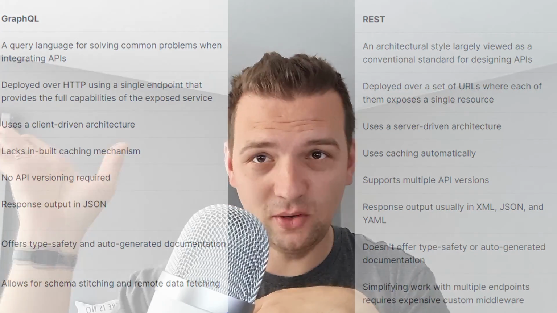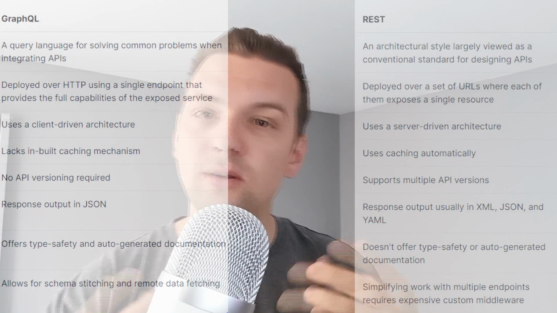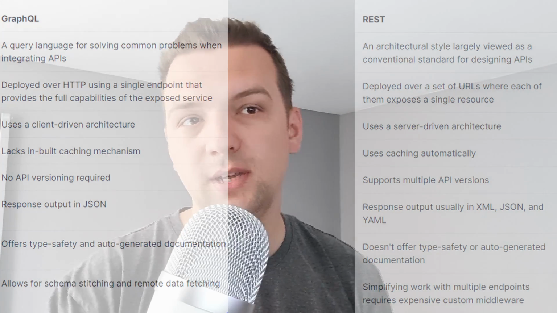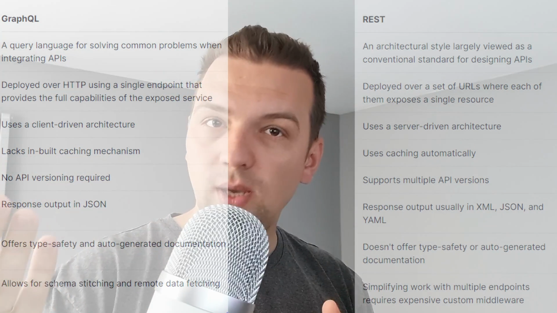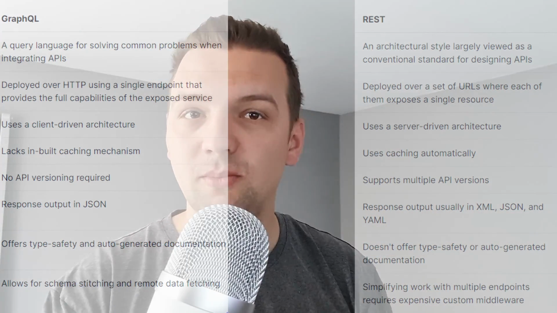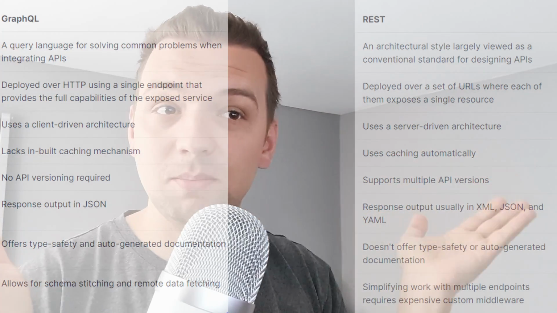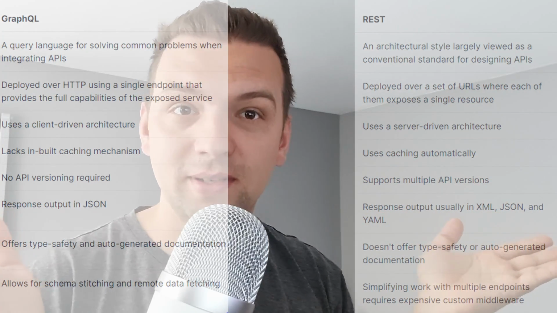And let's roll back and finish this up, because it's already been interesting enough, or technical enough, let's say. So GraphQL uses a client-driven architecture, while REST API uses a server-driven architecture. GraphQL lacks a built-in caching mechanism. REST API uses caching automatically. GraphQL has no API versioning required. REST API supports multiple API versions.